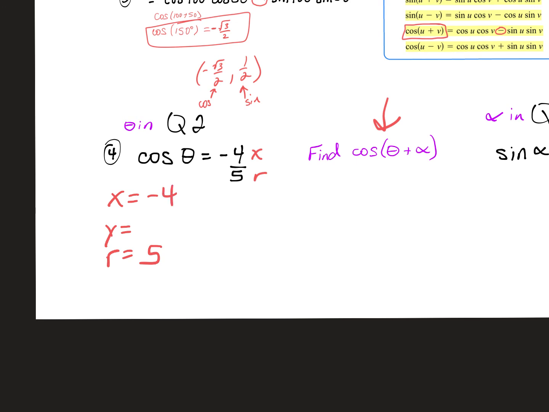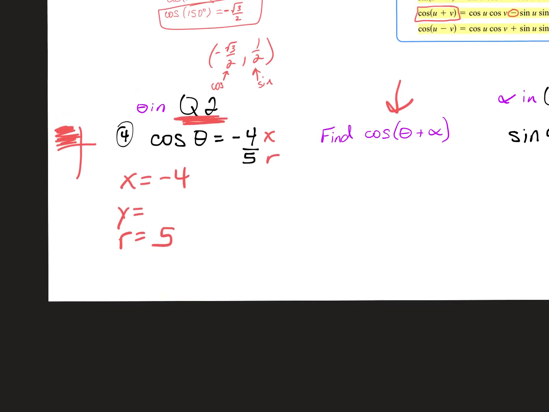Another thing that can help you is they tell you that this angle lies in quadrant 2. Here's quadrant 2. What do you know about the x value in quadrant 2, and what do you know about the y value in quadrant 2? The x is negative, y is positive. Good. So in order to find the y, we're going to use our Pythagorean theorem.